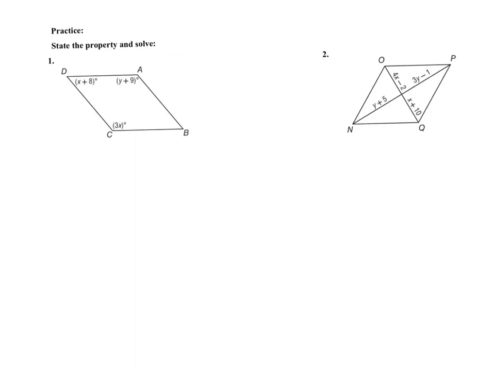Let's do an example problem. Here the directions say to state the property and solve. So here I have an x, a y. Okay, so here's a couple of x's. And this is a parallelogram. So I know that the property is that if the quadrilateral is a parallelogram, then the consecutive angles are supplementary. So I'm able to write the equation x plus 8 plus 3x equals 180, and then solve for that.